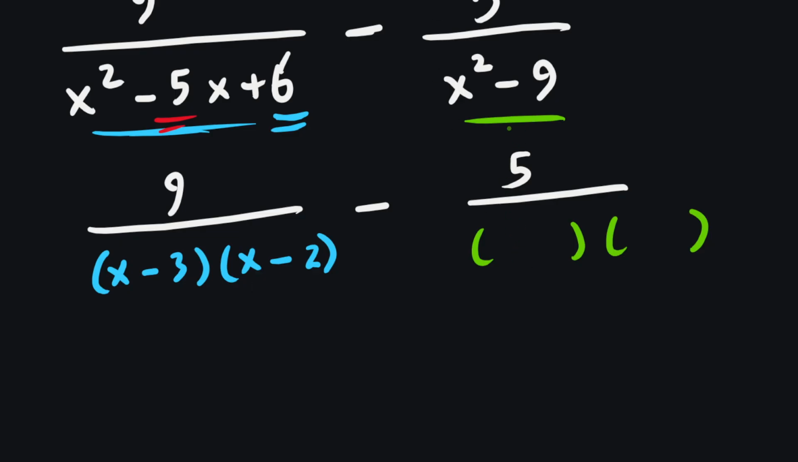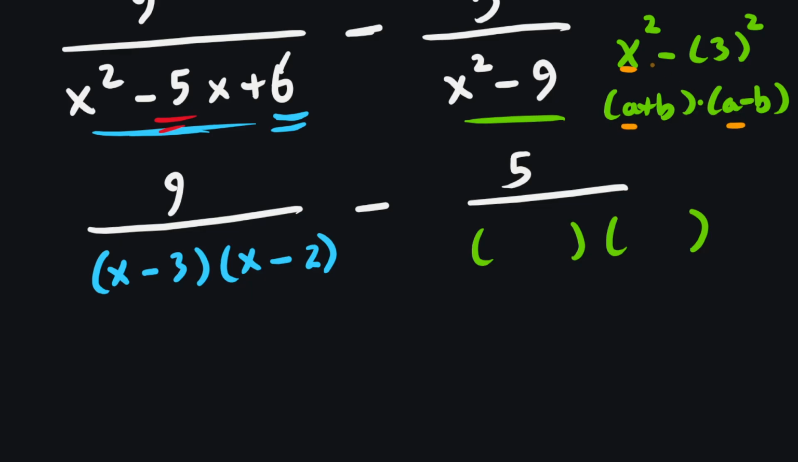Now let's go ahead and factor this difference of squares right here. So x squared minus 9. This is the same as x squared minus 3 squared. And we know that this is equal to a plus b times a minus b. What is a? A is this x right here. And b is this 3 right here. So we can rewrite this x squared minus 9, or x squared minus 3 squared, as x plus 3 times x minus 3. And there we go. We factored those two denominators.